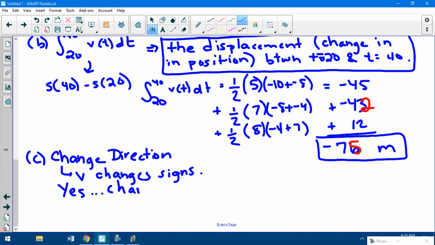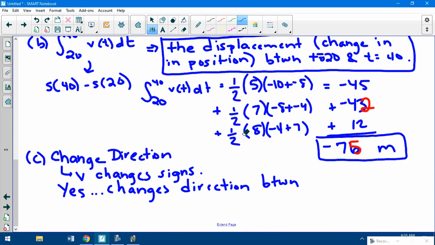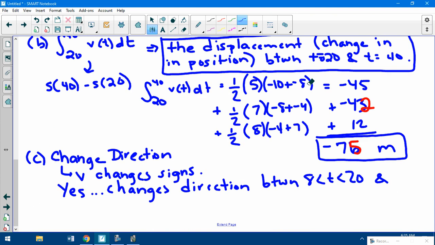Changes direction between t is 8 and 20. So between 8 is less than t is less than 20. And this other spot, 32 to 40. 32 is less than t is less than 40. And it says explain your reasoning. It's just because velocity changes signs there.